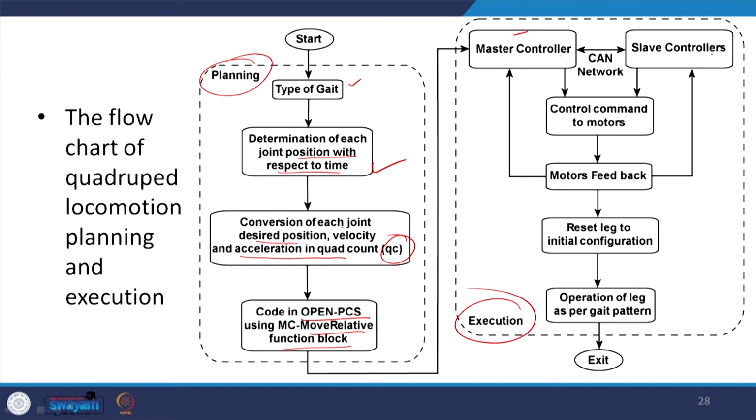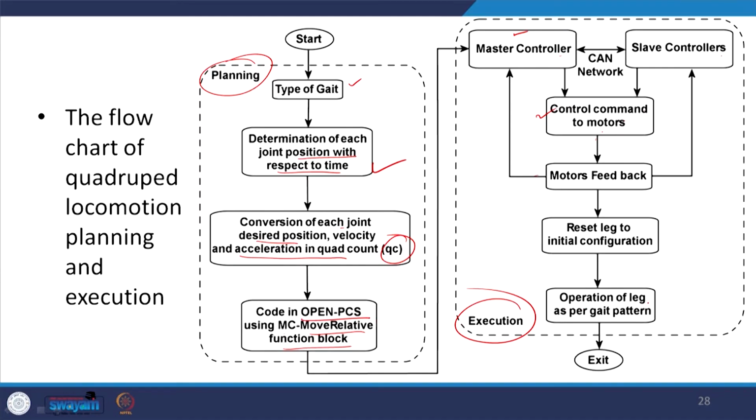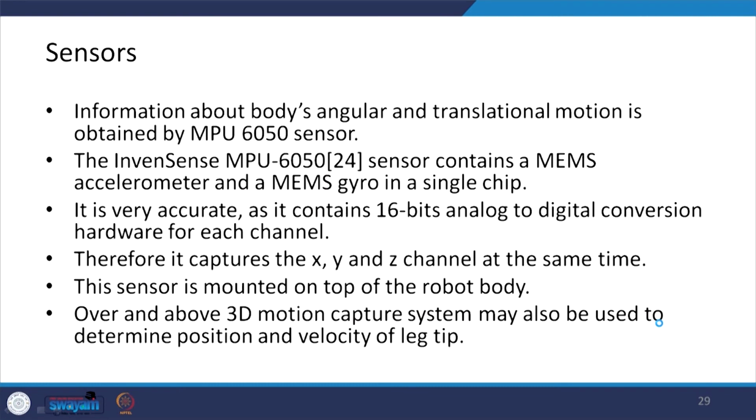The master controller also gives commands to its own motor. So, the control command to the motor is given from the master controller as well as the slave controller, and there is a motor feedback that goes to the master controller as well as the slave controller. Then the leg is reset to the initial configuration, operated as per the gait pattern, and then it exits. Now, the sensors.